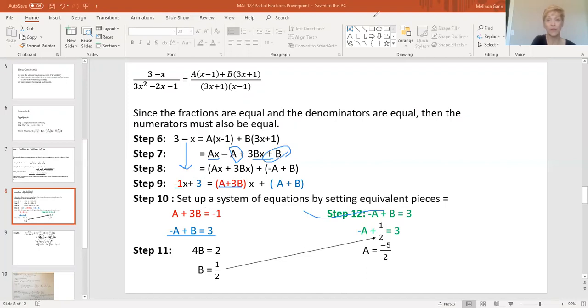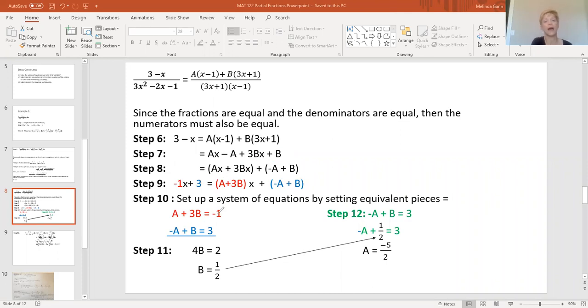Then I went back and I took the constants. Let me clear my drawing so it's easier to follow. So I took this constant of 3 and set it equal to this constant, negative A plus B. So this is my system of equations from the coefficients of my x's.